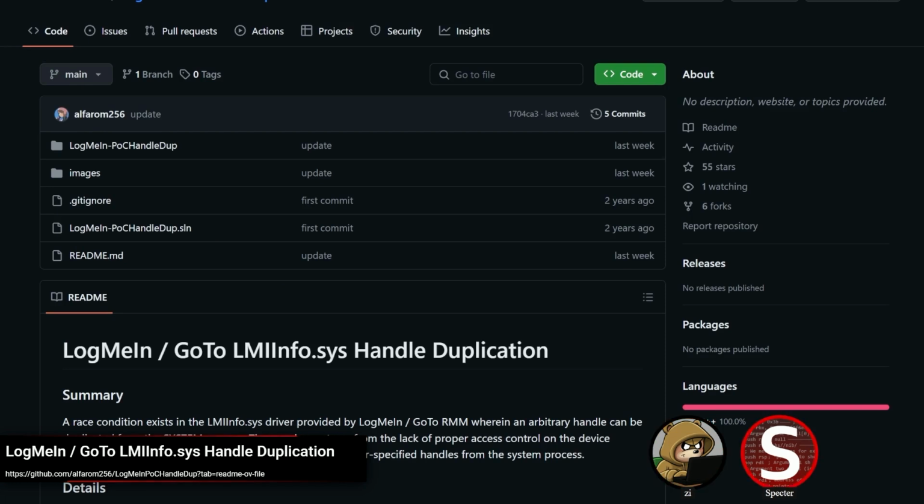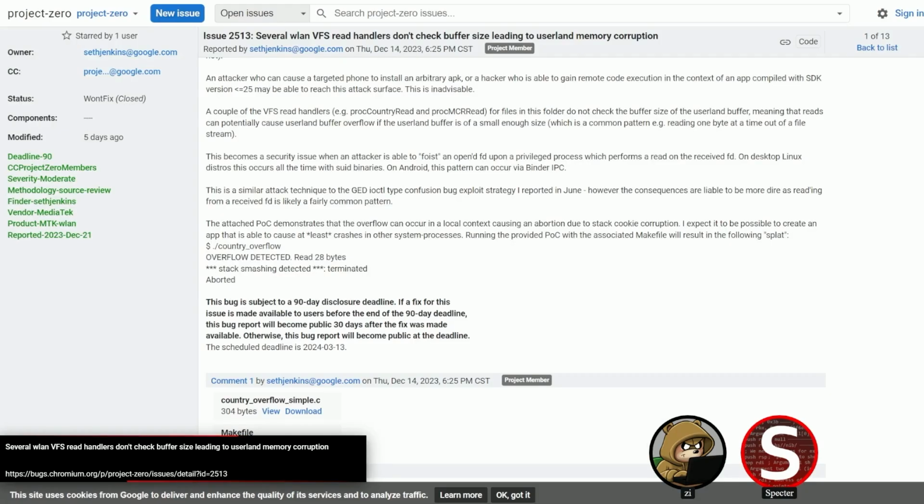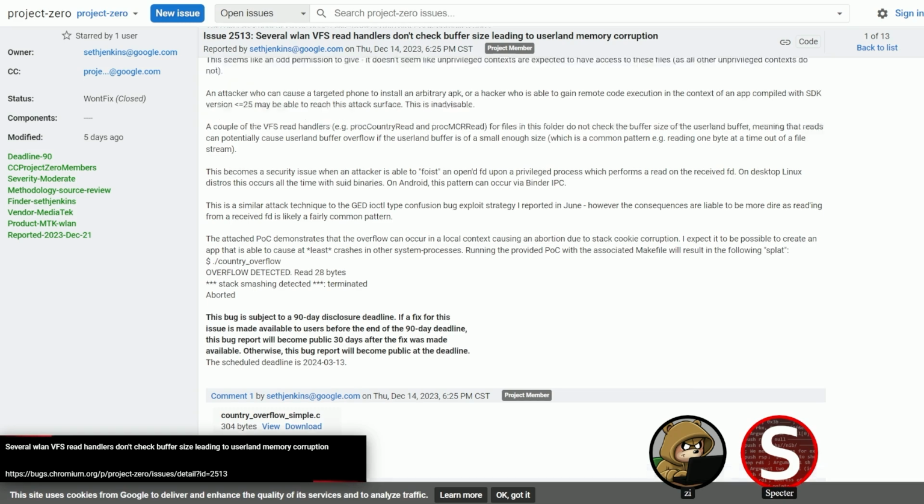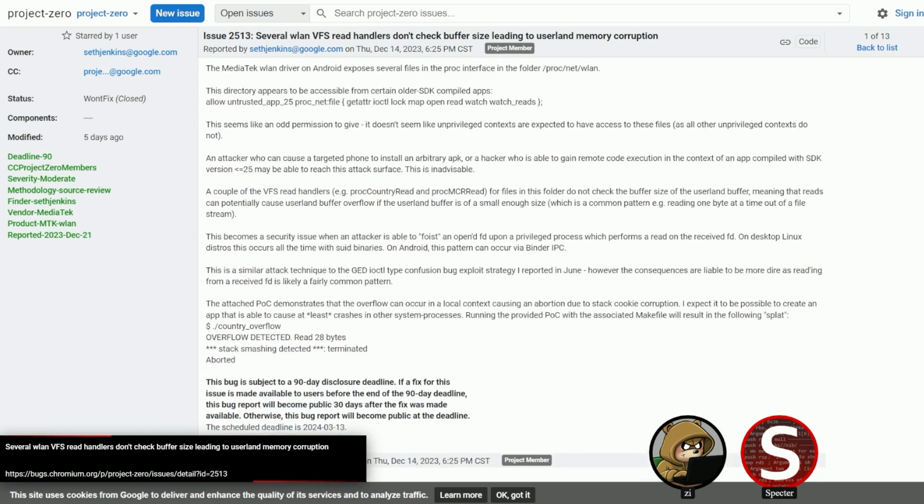So, out of Project Zero, we have another kernel bug, this time on the Linux side. These were bugs reported in the MediaTek wlan kernel driver on Android, which can be accessible from untrusted app context on some older SDK compiled apps. And again, kind of like what I said at the top of the episode, they're another instance where you have kernel bugs that are impacting the user space, as they can allow overflow into userland memory via the virtualFS or VFS read handlers for some of the files in wlan's procfs directory. The ones that they call out here are ones like proc country read and proc mcr read.